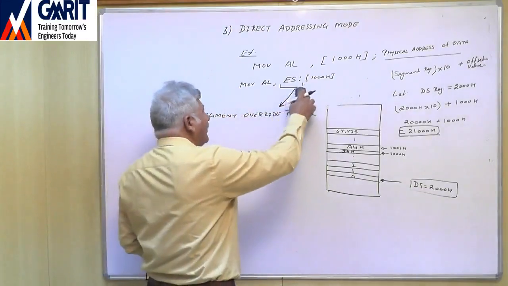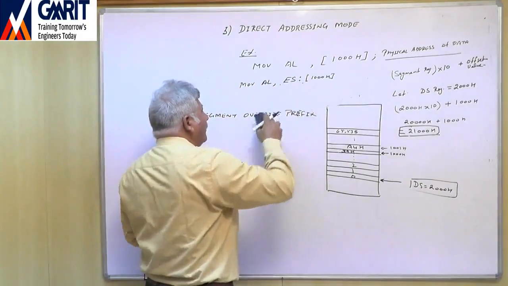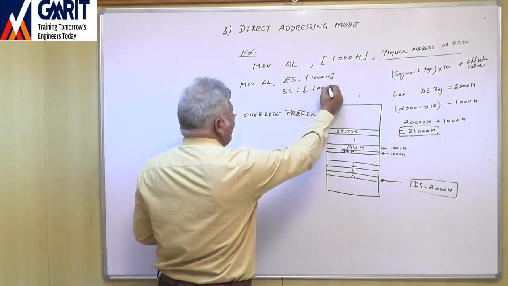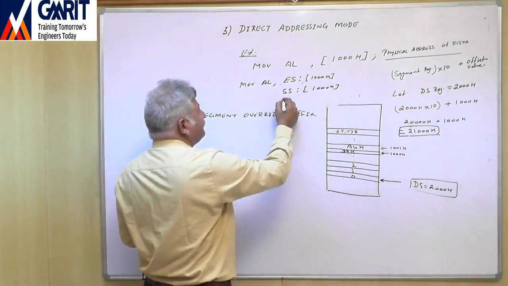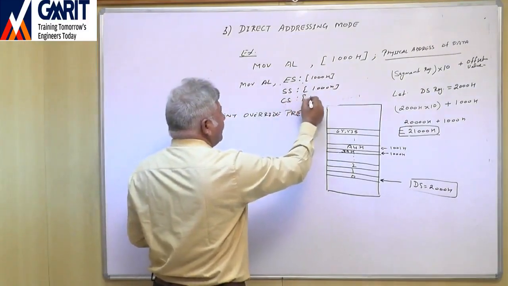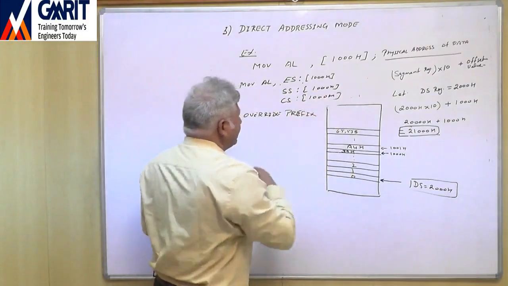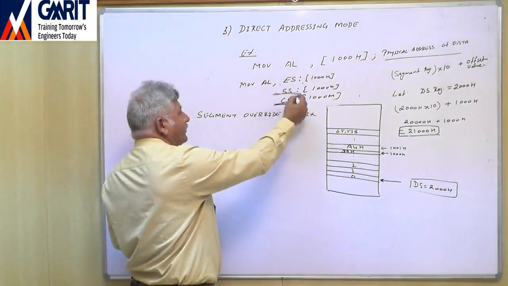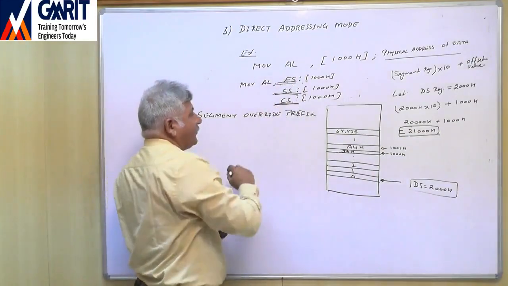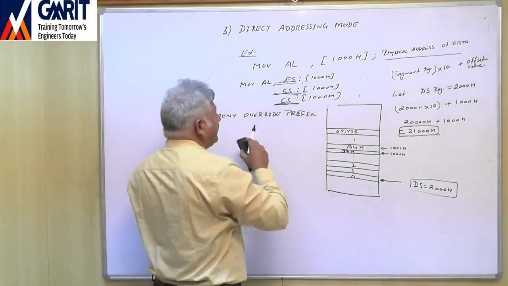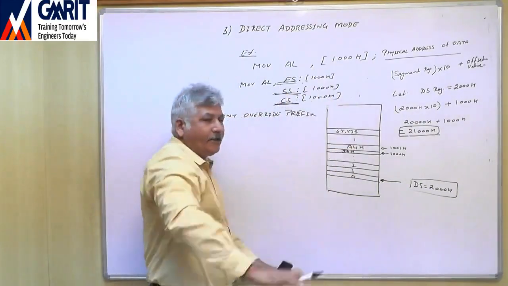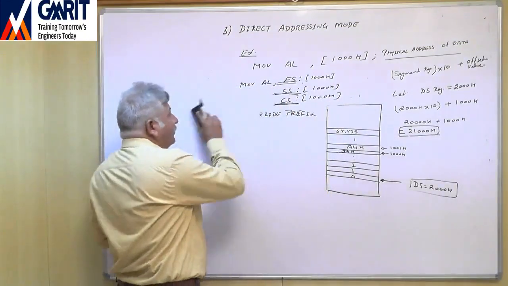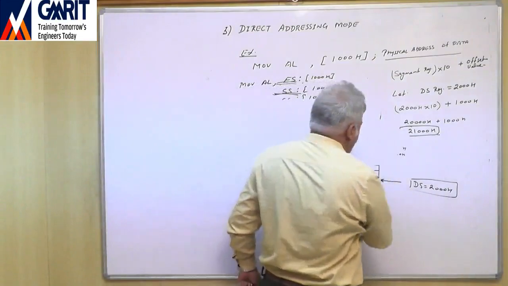So any segment override prefix we can use. For example, SS:some offset address or CS:some offset address, like this. So in this case data will be moved from the code segment, in this the stack segment, in this the extra segment. If nothing is there, then by default it is the data segment only. So this is about the direct addressing mode.